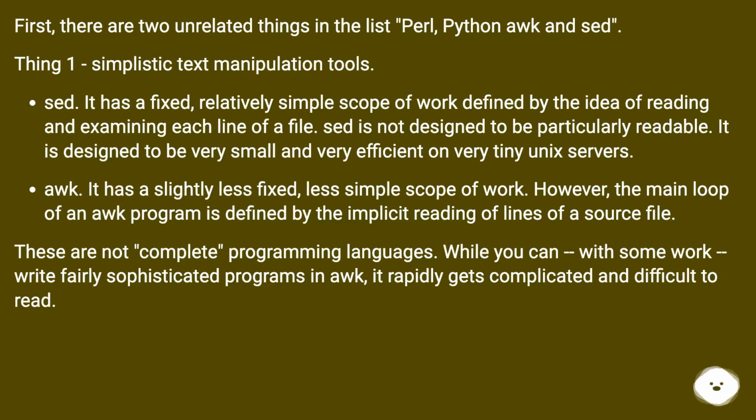AWK. It has a slightly less fixed, less simple scope of work. However, the main loop of an AWK program is defined by the implicit reading of lines of a source file. These are not complete programming languages. While you can, with some work, write fairly sophisticated programs in AWK, it rapidly gets complicated and difficult to read.